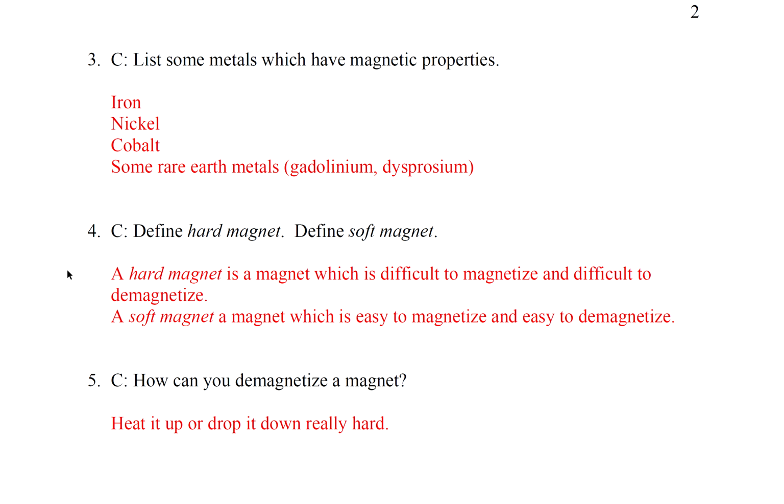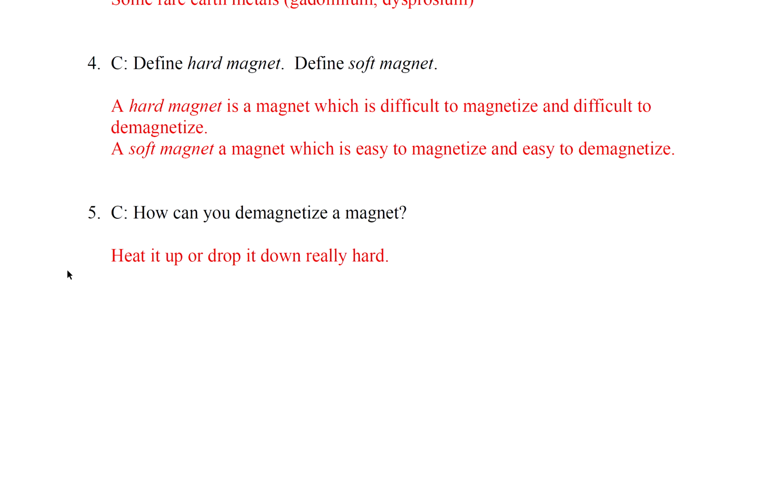Question 4. Define hard magnet. Define soft magnet. A hard magnet is a magnet which is difficult to magnetize and difficult to demagnetize. A soft magnet is a magnet which is easy to magnetize and easy to demagnetize. Question 5. How can you demagnetize a magnet? Heat it up or drop it down really hard.